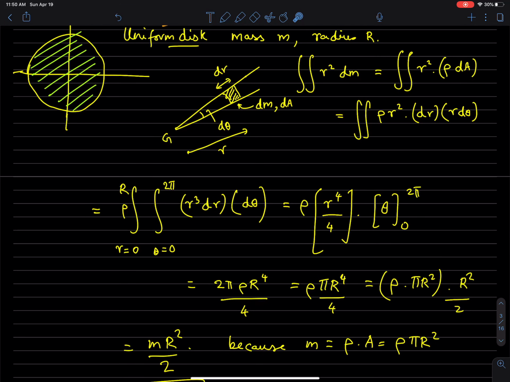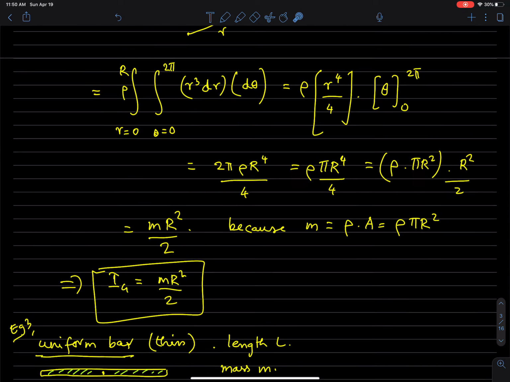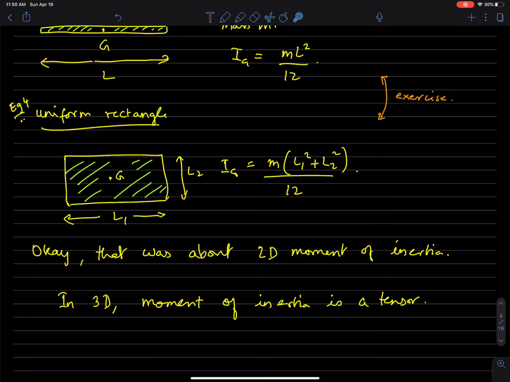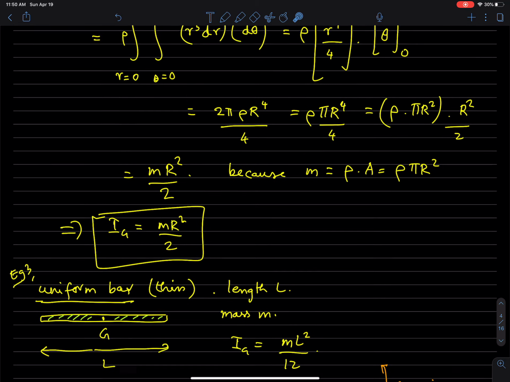I'll let you guys think through this derivation. If you have a uniform bar, it's ml squared divided by 12 about G. If you have a uniform rectangle of length L1 and L2, then Ig is m times (L1 squared plus L2 squared) divided by 12. Okay, those are all some simple examples.